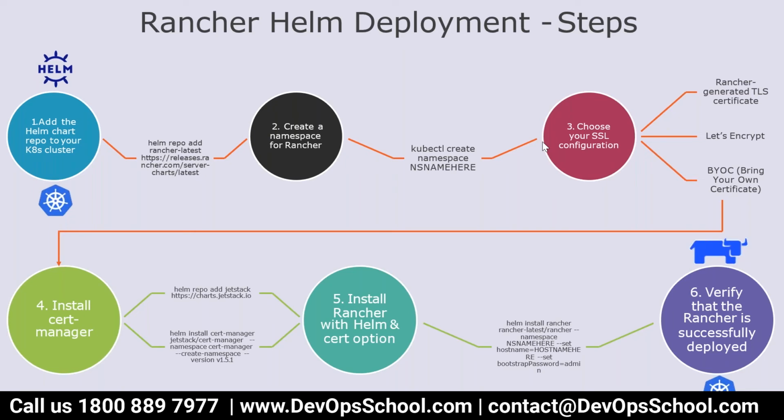Fifth, install Rancher with Helm and set options. And last, verify that Rancher is successfully deployed. So these are the 6 steps which we have in order to deploy the Rancher server in any Kubernetes cluster. These steps I'll show you through the demo also. But before that, do you have any questions?